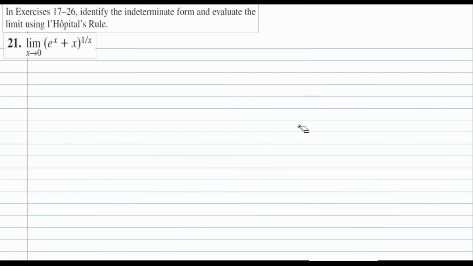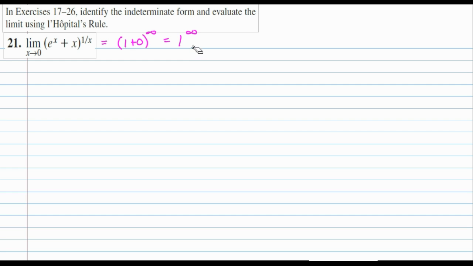Then I'll try problem number 21. It says identify the indeterminate form and evaluate the limit using L'Hopital's rule. Alright, so the limit as x approaches 0 of (e to the x plus x) to the 1 over x. Well, e to the 0 is 1 plus 0 is 0, so 1. And then 1 over 0, remember as x is approaching 0, we're going to get 1 and divide by teeny tiny numbers, so that's going to approach infinity. So I have 1 to the infinity. Alright, so that's my indeterminate form.